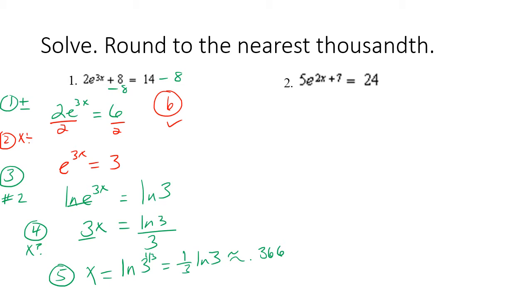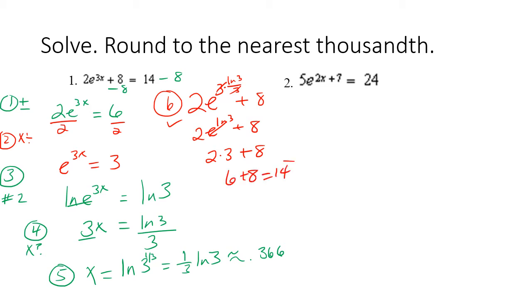So if we take natural log of 3 to the third and plug it into the original, what happens? In my original, I have 2e to the 3 times natural log of 3 to the third, plus 8. Okay? And so here, with the natural log 3 to the third, the 3's are going to cancel out, and I'm left with 2e to the natural log 3 plus 8. The e undoes the natural log. I'm left with 2 times 3 plus 8. That gives me 6 plus 8, which equals 14.